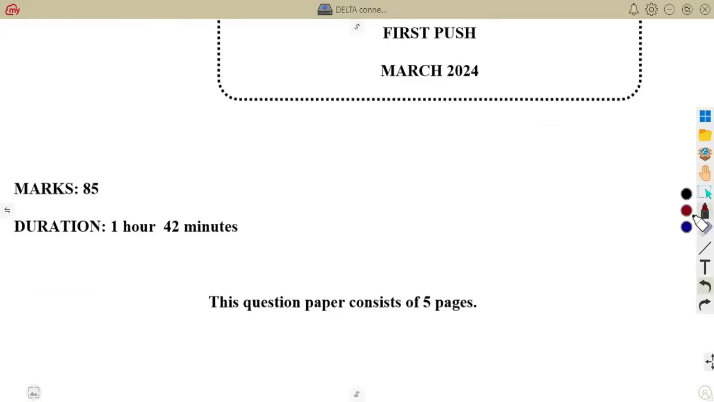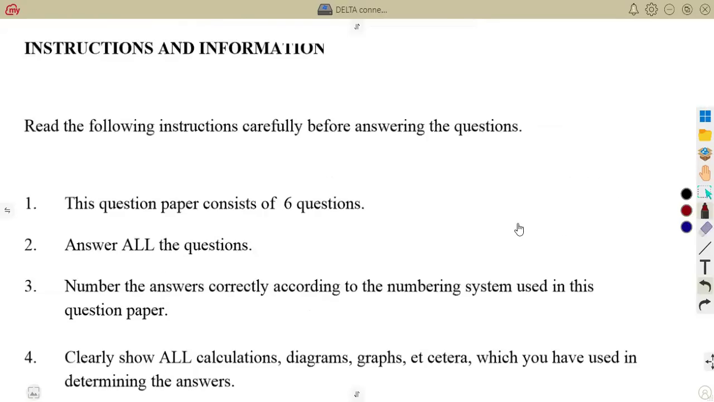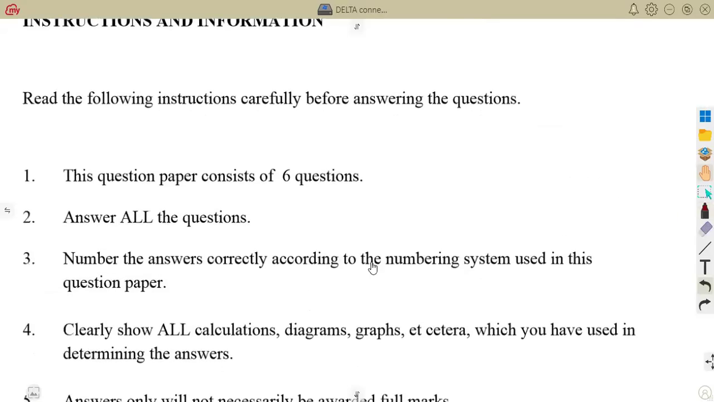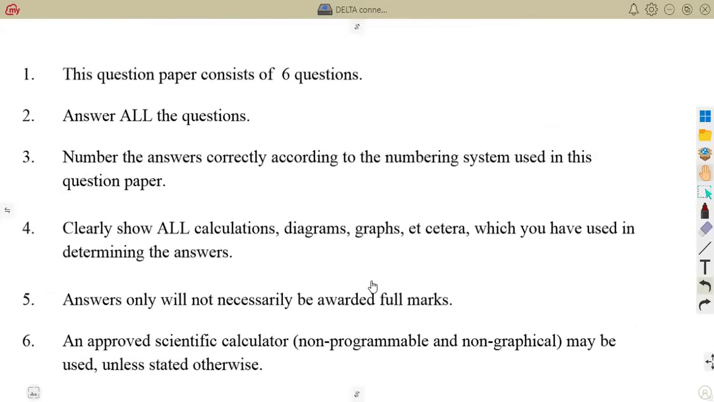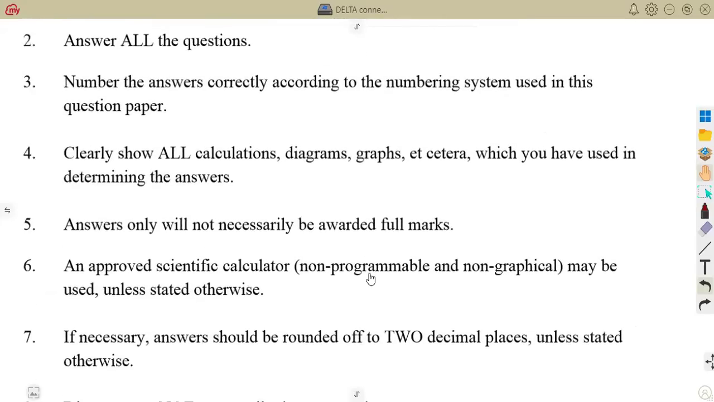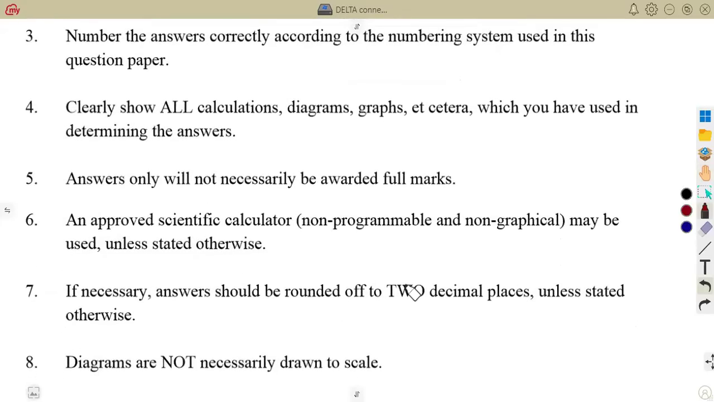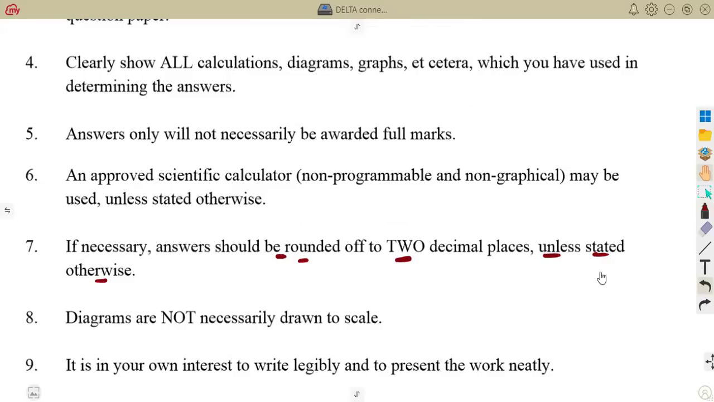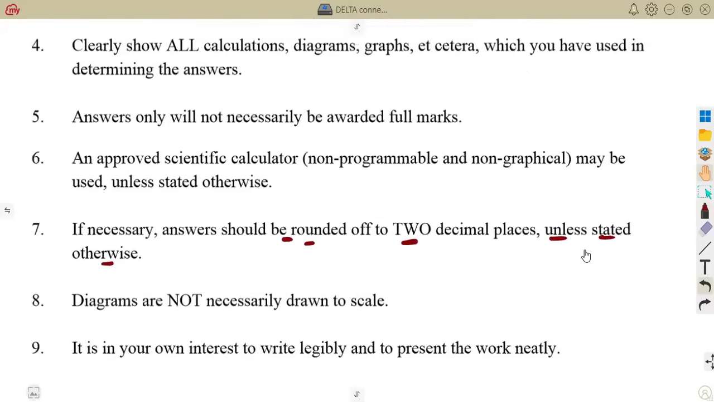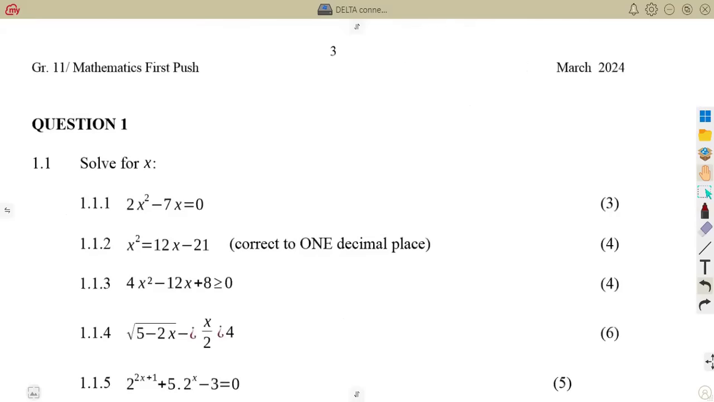All right, so not going to waste much time, guys. Make sure you go through the instructions and information. Make sure that you read all the instructions, mostly that if necessary, your answers should be rounded off to 2 decimal places unless stated otherwise. So make sure that you go through each and every instruction and information that you're given there.